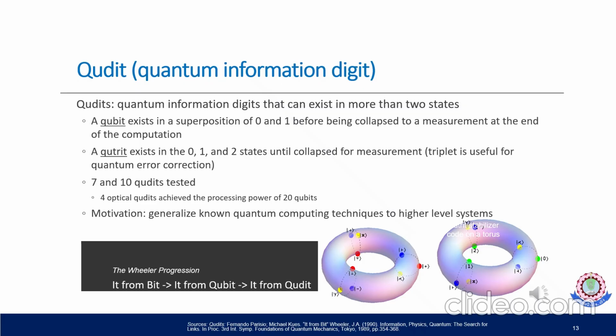7 and 10 qubits were tested. 4 optical qubits achieved the processing power of 20 qubits. The motivation behind this is to generalize quantum computing techniques to higher-level systems. See, this depiction reveals information like a donut.